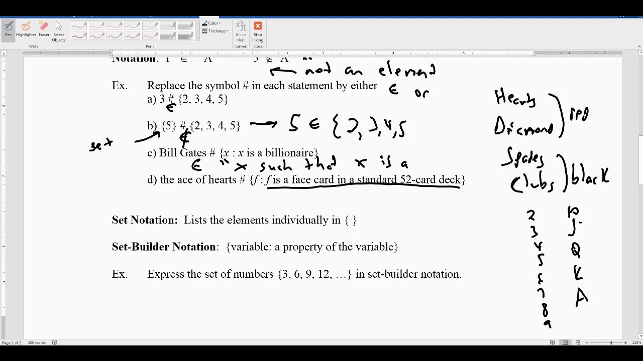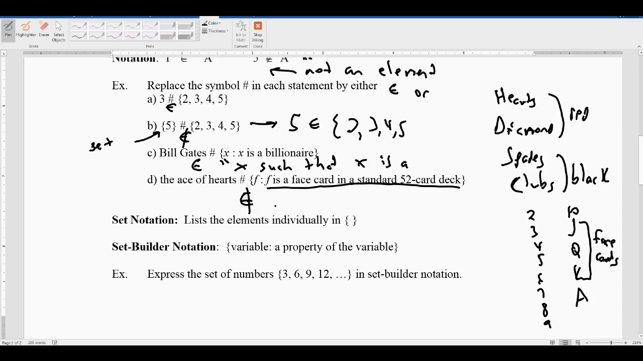Now these 3 have faces on them. The Jack, Queen, King. An Ace does not. So does the Ace of Hearts, is it a face card? The answer is no, it is not. So therefore, it is not an element of it. The one you're probably going to have the most difficulty with is this one right here. If this is a set, it is not an element. So a set cannot be an element of another set. That's how you have to think about it.